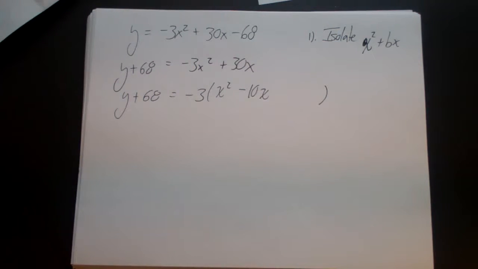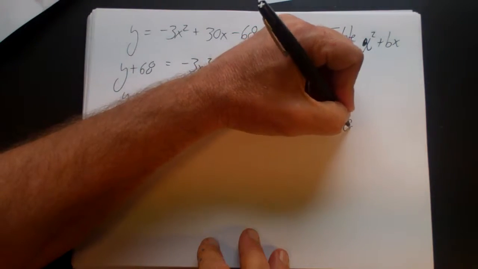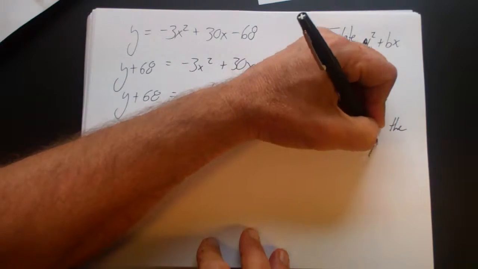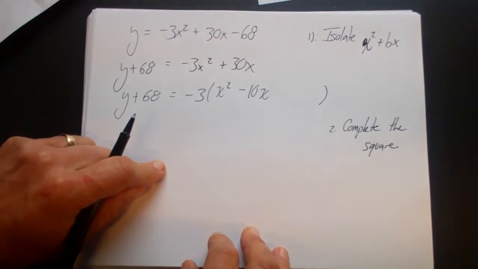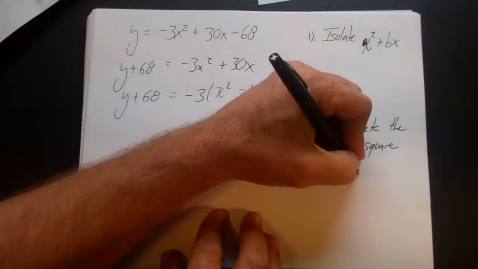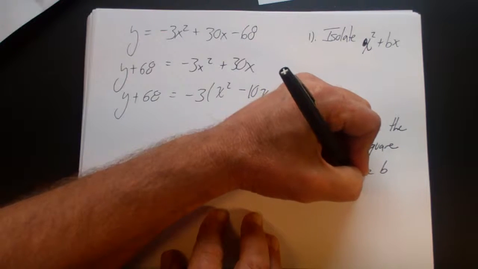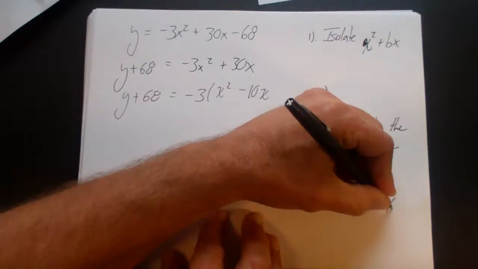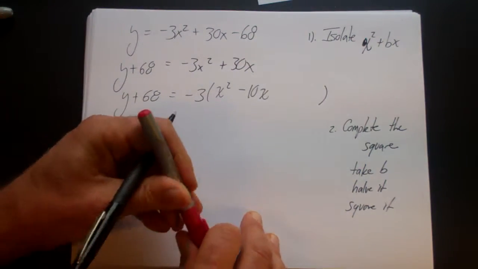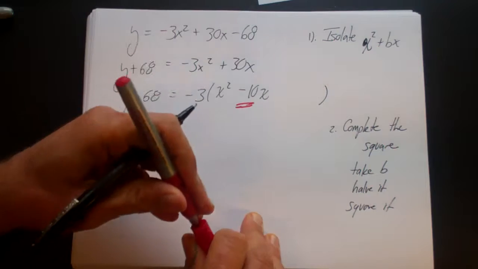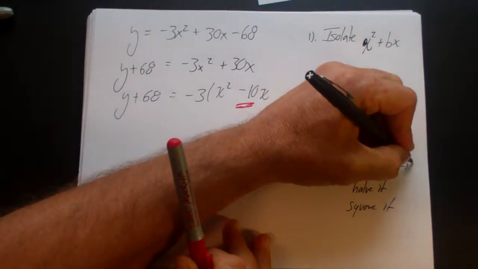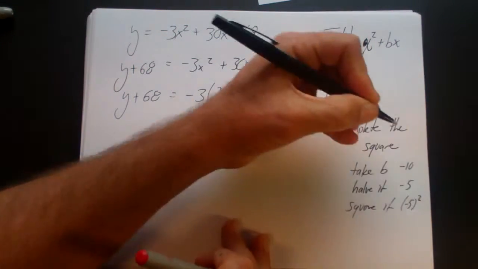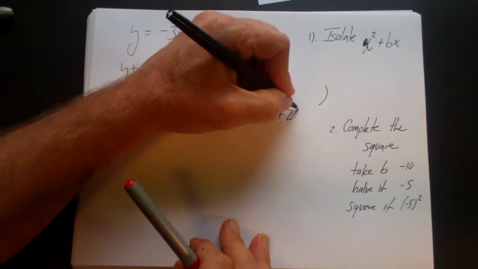That's your first step. Your second step is to complete the square. And the way that you're going to complete the square is you take b, halve it, and square it. Now in this case, b is a negative 10. So I'm going to take minus 10, halve it, which gives me a minus 5, and square it. Minus 5 squared is 25. So I'm going to add 25 right there.